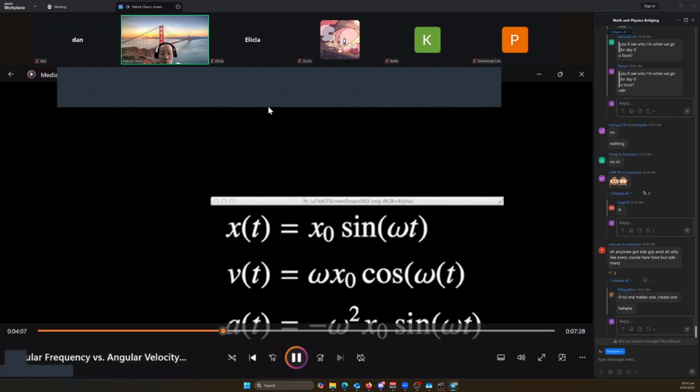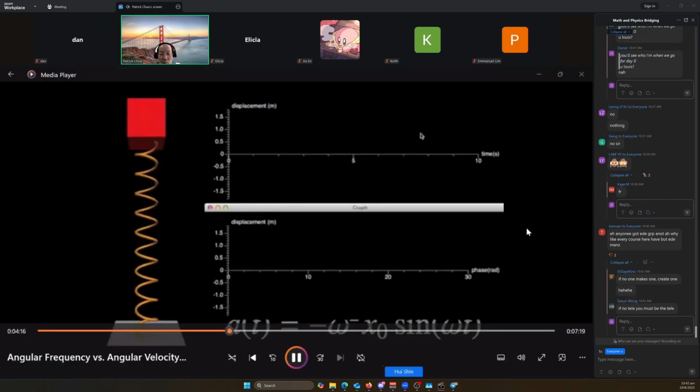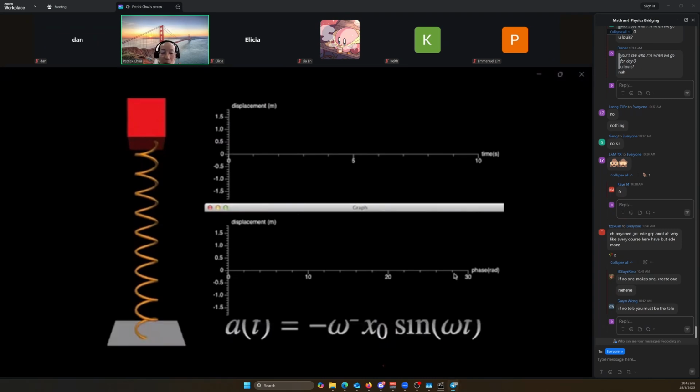I want to show you the phase at the same time, so let me add a graph that also displays the phase. Okay, same situation, except now we have the displacement as a function of the phase.